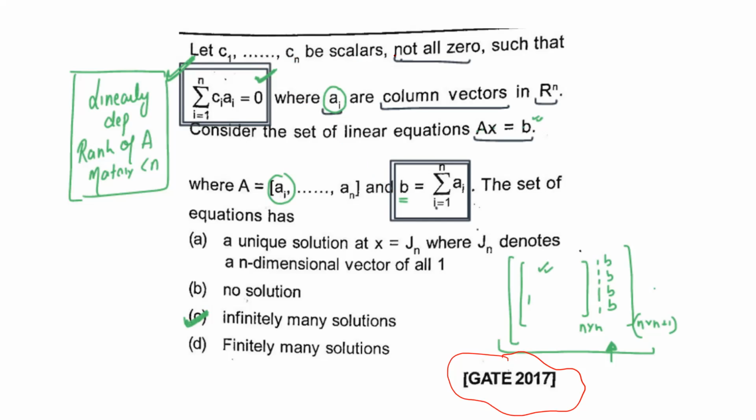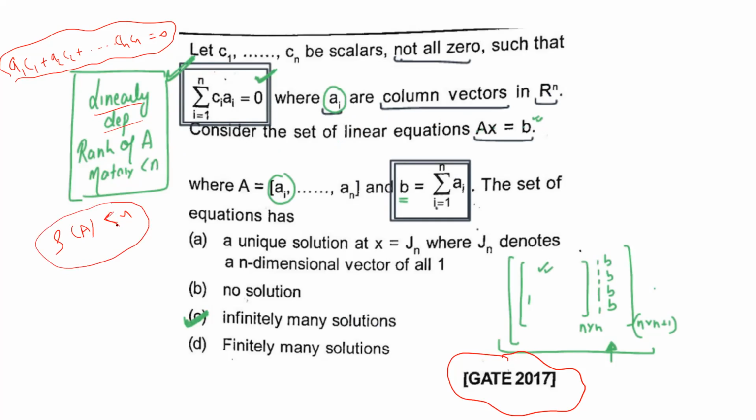C1 to Cn are scalars, not all 0, such that C1 A1 plus C2 A2 up to Cn An is equal to 0. That means these are linearly dependent, where Ai are column vectors. If the Ai are linearly dependent, that means the rank of matrix A must be less than n. Because the columns are linearly dependent, the rank of A must be less than n. So this is a condition.